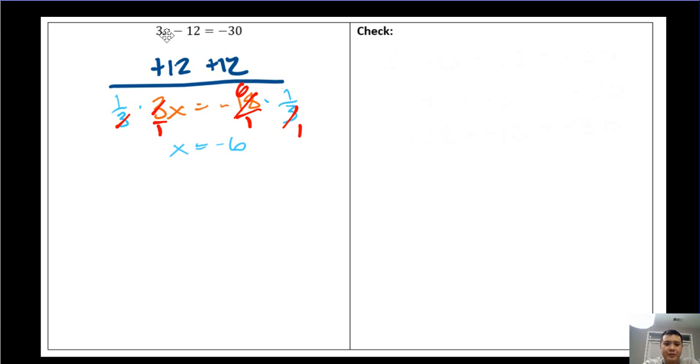Then we're going to check our answer. So we're going to plug in negative 6 for x, and we get 3 times negative 6 minus 12 should equal negative 30.